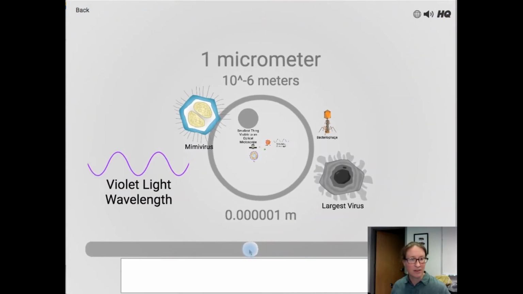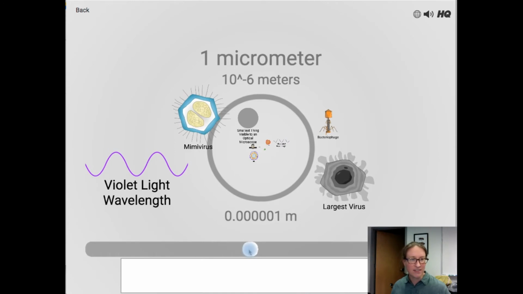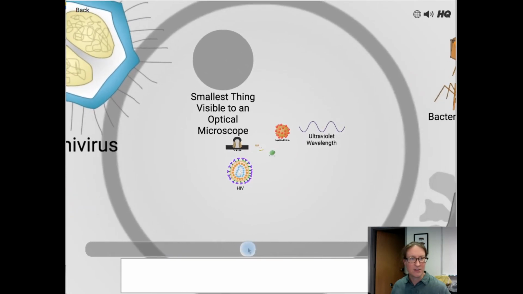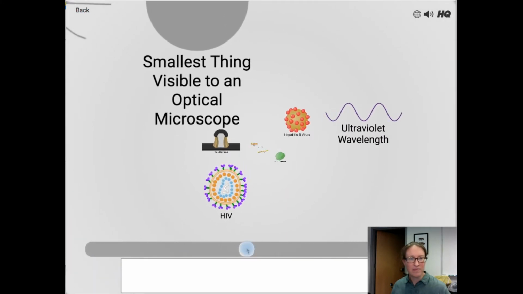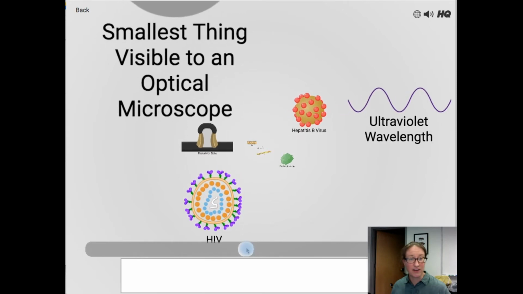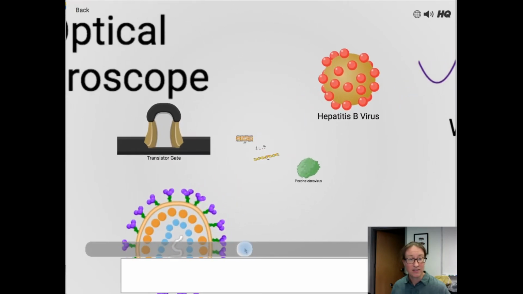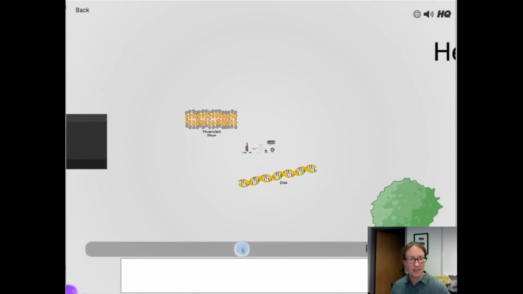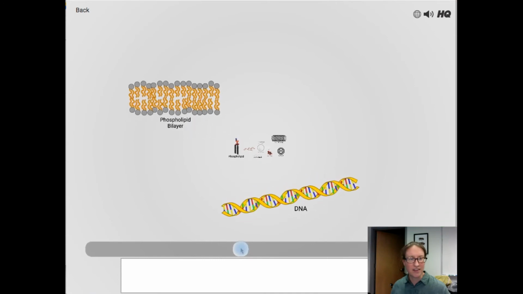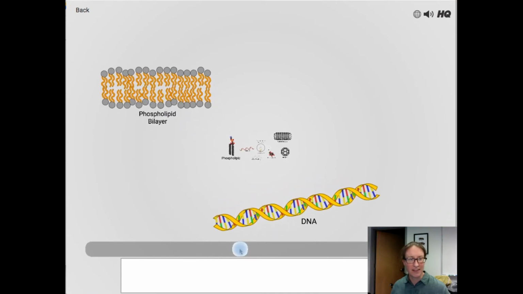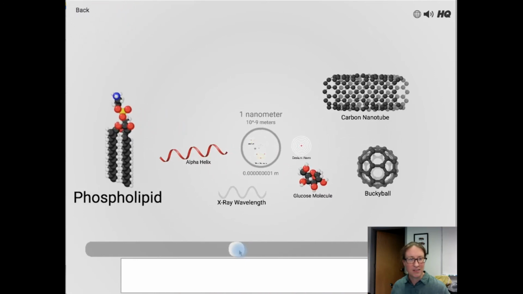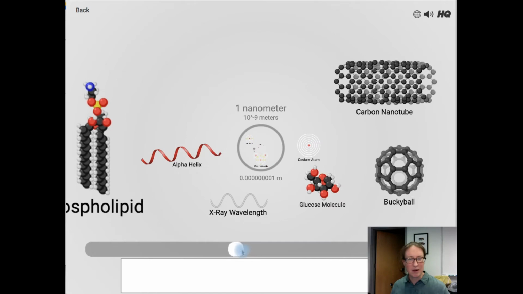We keep going in. Now we're going to encounter viruses. And then the smallest thing you can see on a microscope. And even smaller viruses, so the HIV virus, hepatitis B virus, porcine circovirus. And now we're at a molecular scale. So here's our friend, the phospholipid bilayer in DNA. There's an individual phospholipid, glucose, and that's about where we can wrap up our tour of scale.